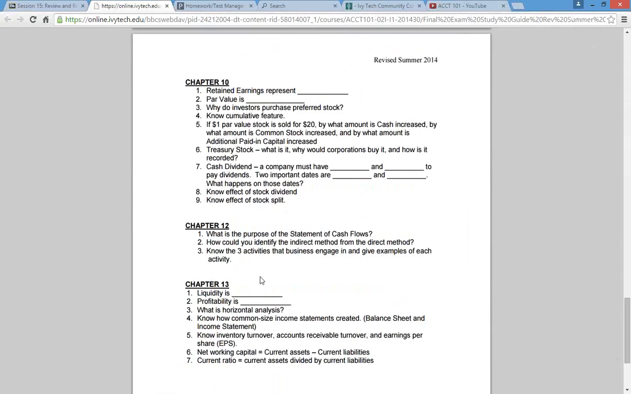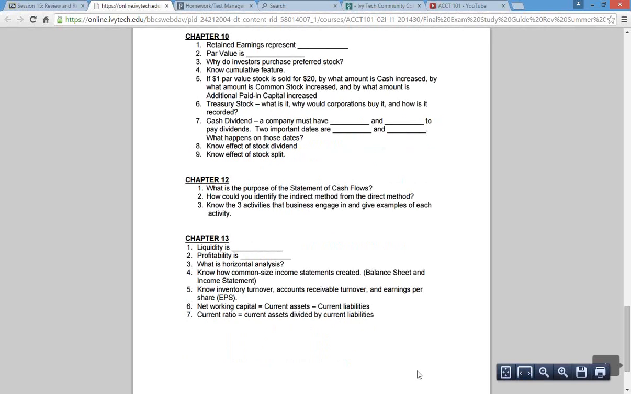So see Chapter 12, the one we're just doing right now. You need to know what is the purpose of the statement of cash flows. How could you identify the indirect method from the direct method? And that'll be something like, it'll start with net income in the operating section, something like that. And you need to know the 3 activities, which you can probably name for me right now: operating, investing, and financing, right?